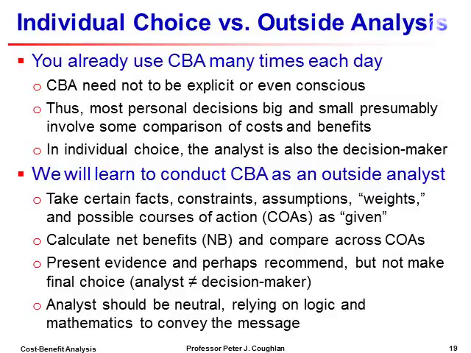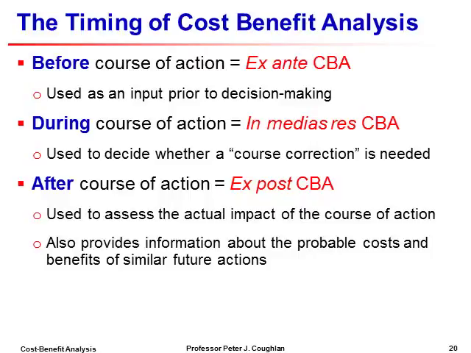Now, there are different types of cost-benefit analysis. And one way to look at the different types is based on the timing. When did you do it? Did you do it before the course of action, during the course of action, or after the course of action? Before the course of action, using the Latin, is ex ante cost-benefit analysis. And this is sort of the ideal usage of cost-benefit analysis, to be used as an input prior to decision making. You haven't decided whether or not to do it, to go or no go, or which choice to make, and so you do a cost-benefit analysis to decide what choice you should make.